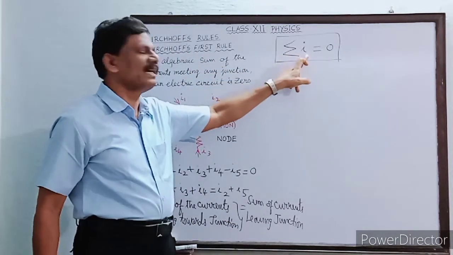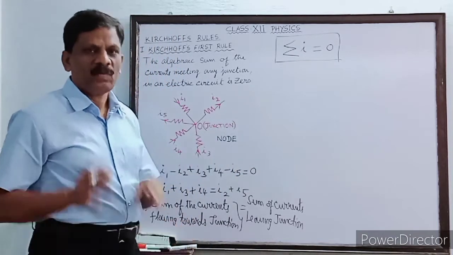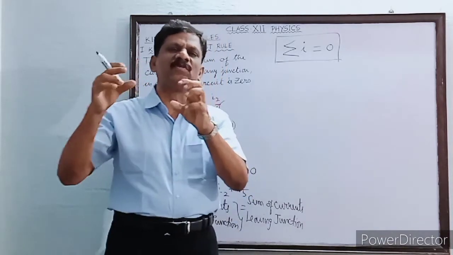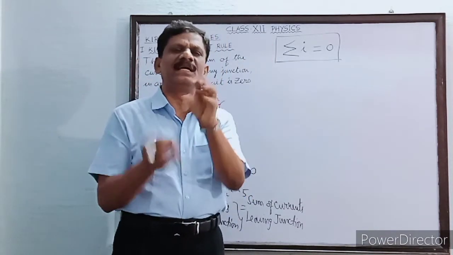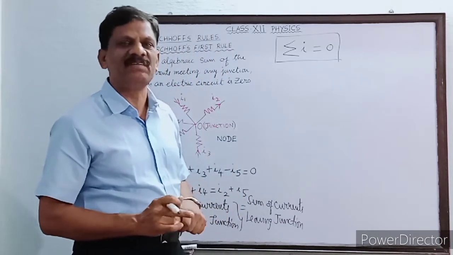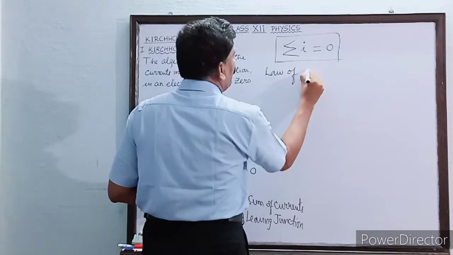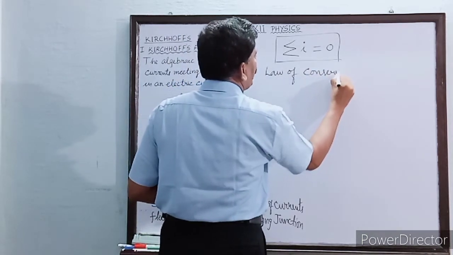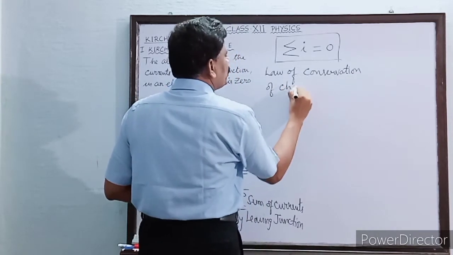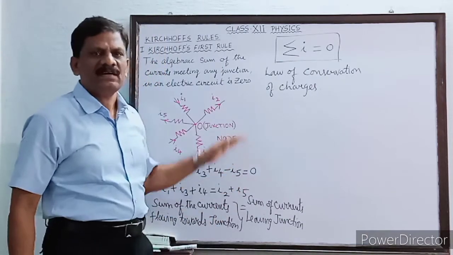The algebraic sum of the currents meeting at any junction in a circuit is equal to 0. And why it is 0, I told you. What is the reason? This is because the charges flowing through each and every conductor cannot reside at the junction. So, this must be based on the law of conservation of charges. Okay. So, this is Kirchhoff's first law.